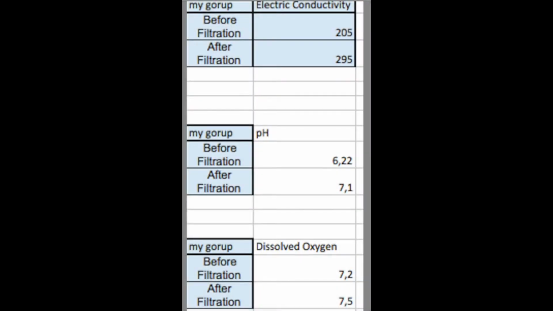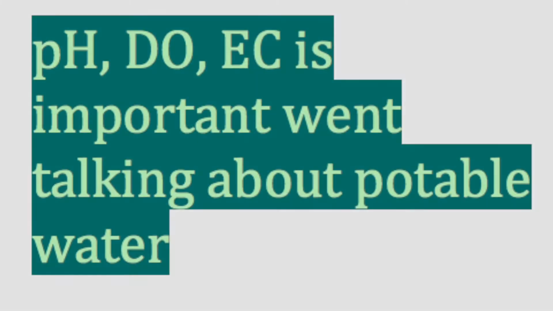Then, after we filtered the water, the results changed: pH 7.1, dissolved oxygen 7.5, and electric conductivity 295. This means the water was potable at that point, taking into account the pH, electric conductivity, and dissolved oxygen. This means my hypothesis was wrong. The pH, dissolved oxygen, and electric conductivity were more important than I thought.